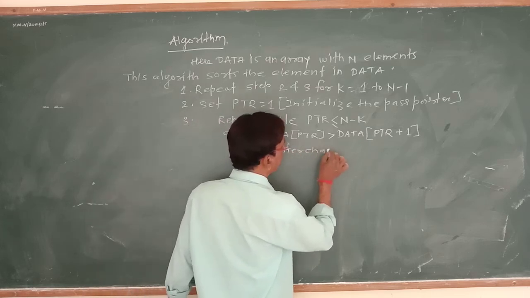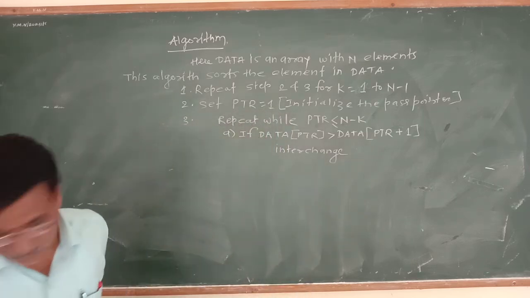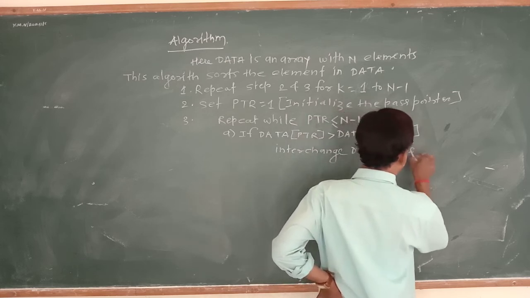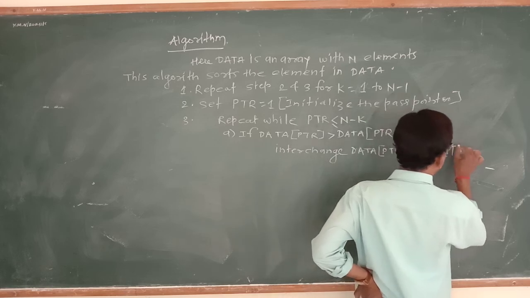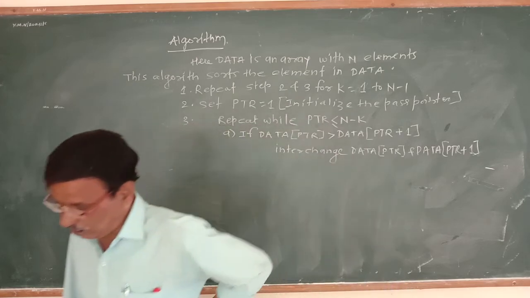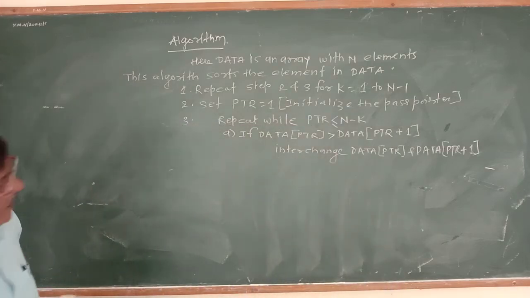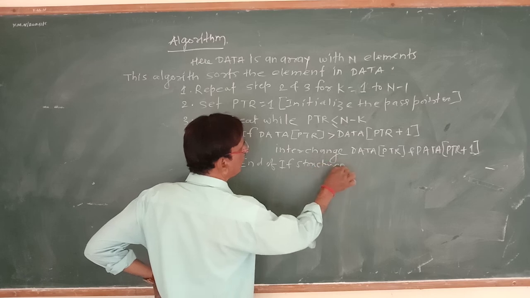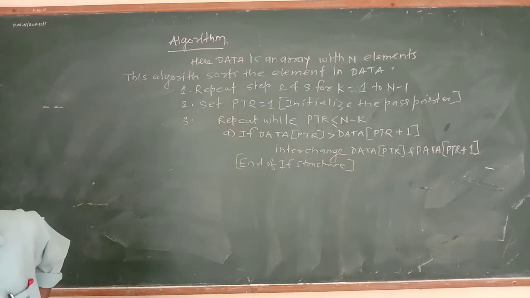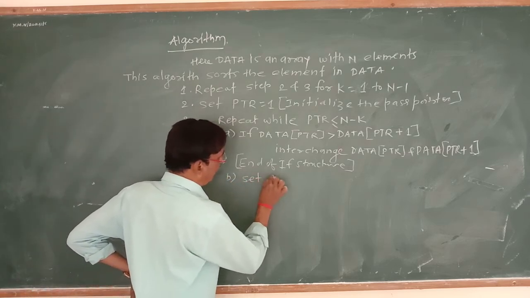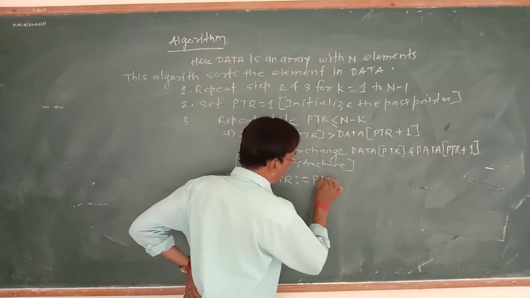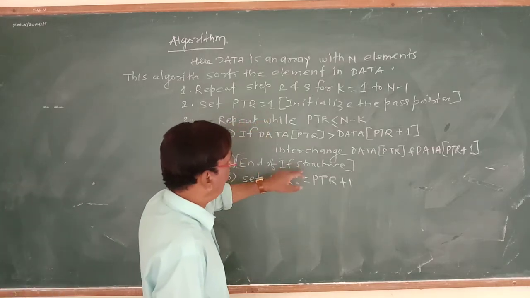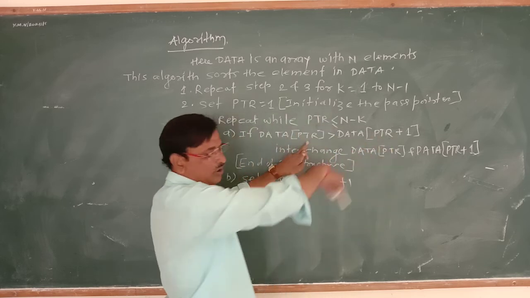Then how to interchange, that we have to see. Interchange data at ptr and data at ptr plus 1. Now here the end of the if structure, because there is no else. End of if structure. Now B: set ptr equal to ptr plus 1. So it will go to 2. Now 2 versus 3, 3 versus 4 in this case.